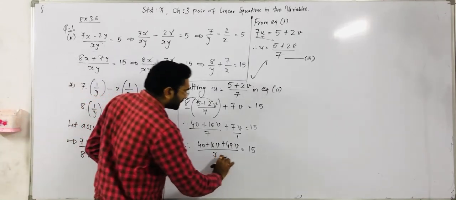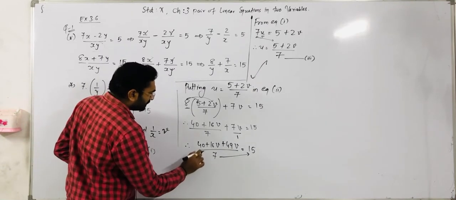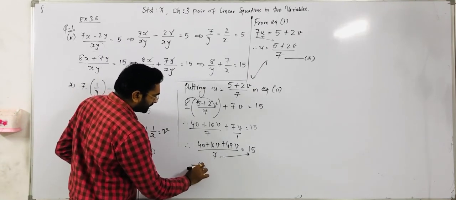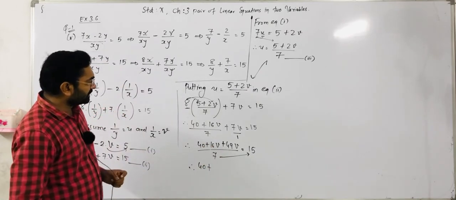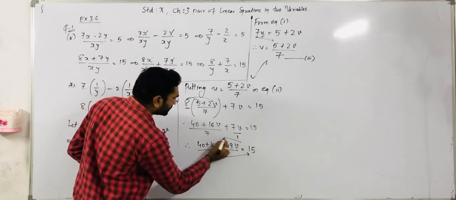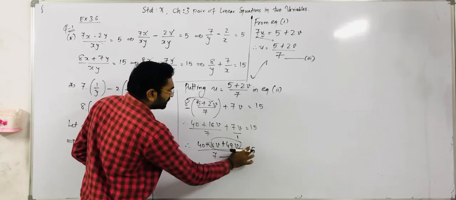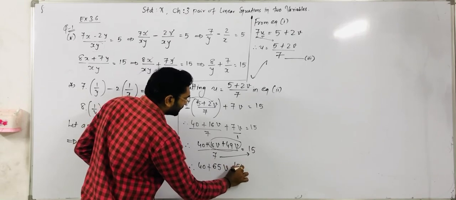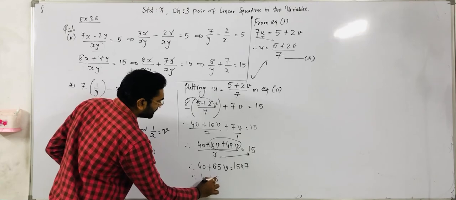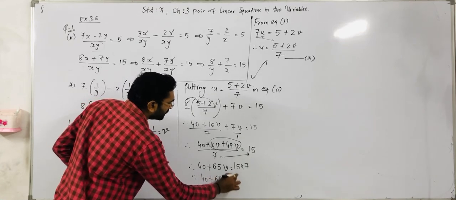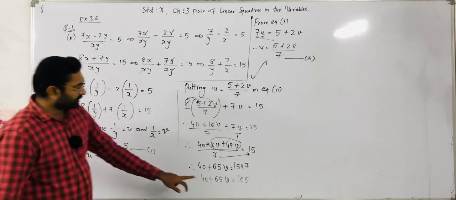So now this 7 is multiplied with 15. Here we have 40 plus 16v plus 49v, so we get 65v, the addition of these two terms, and 15 into 7 gives 105 on the right hand side. Okay, so now we get 40 plus 65v is equal to 105. Now we have to find out the v value.